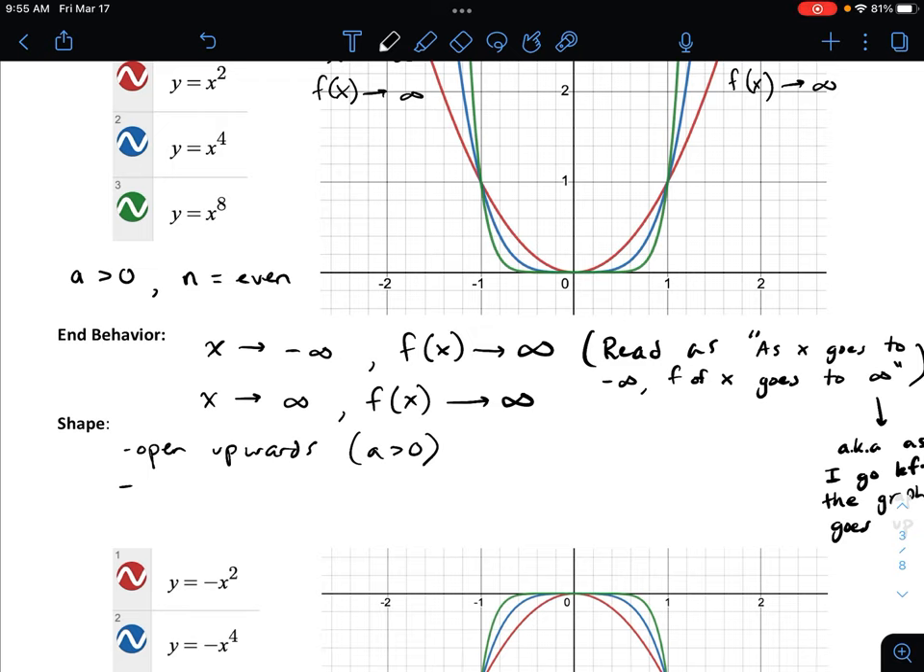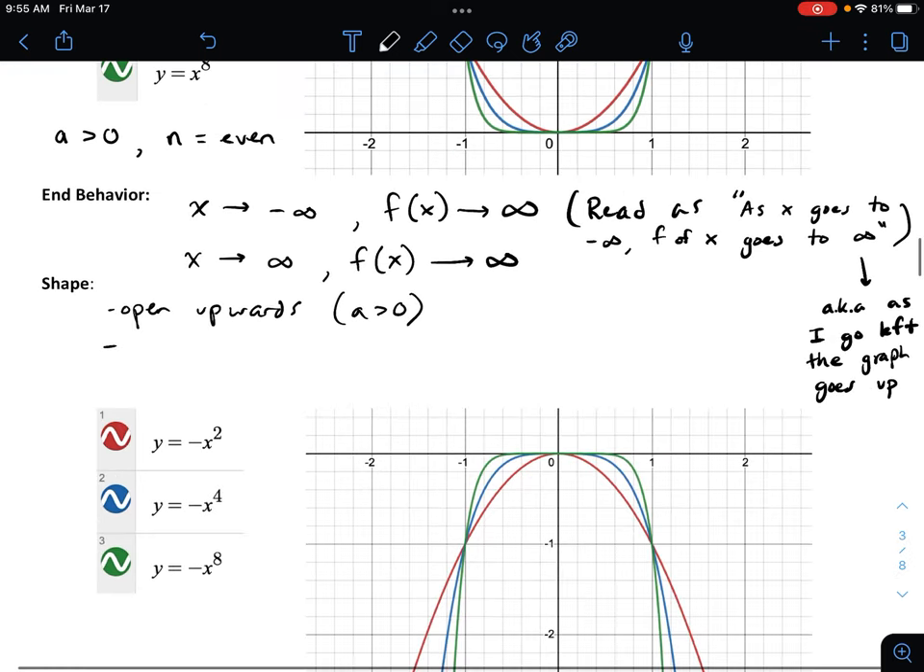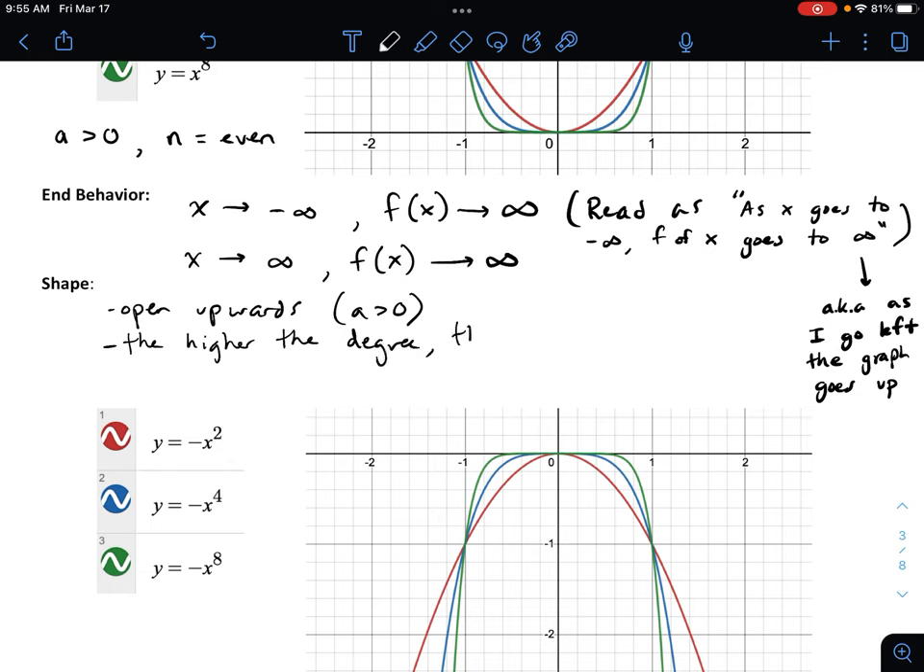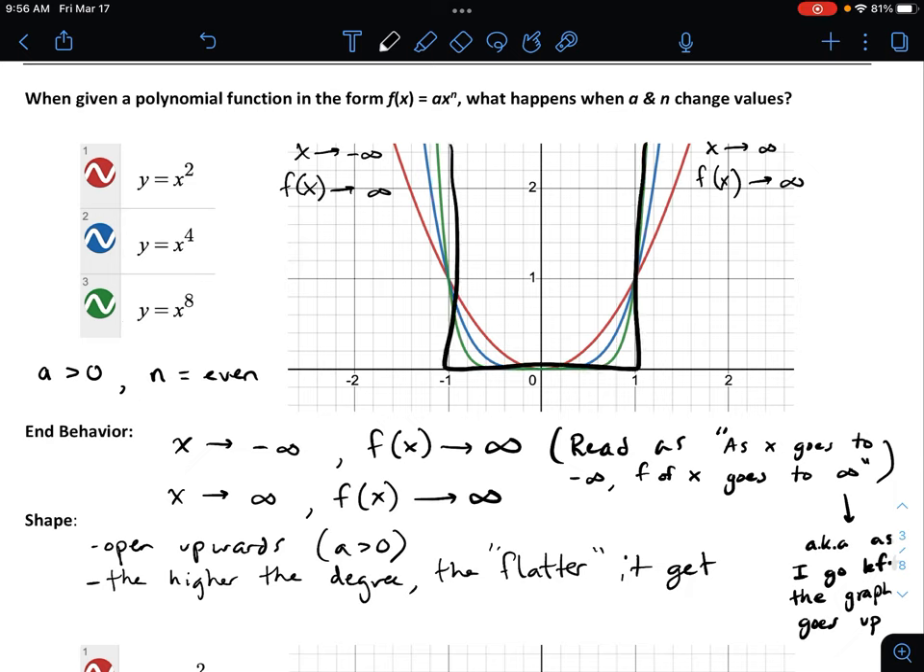polynomials, but specifically when you just have a times x to the n power, this is typically true, that you'll notice that the higher the degree, the flatter it gets, right? If I look at my y equals x squared, that's the red. The red is pretty smooth. It's not super boxy. But then if I look at y equals x to the eighth, that is more of a boxy shape. So it kind of flattens out towards that x-axis there. So just something that you might notice when we have these in the form ax to the n power.